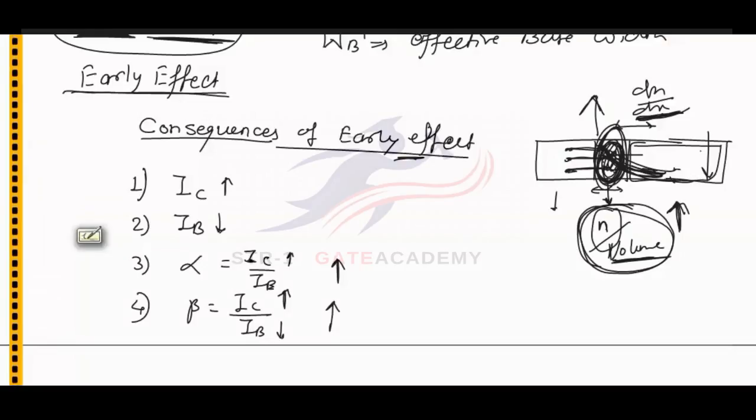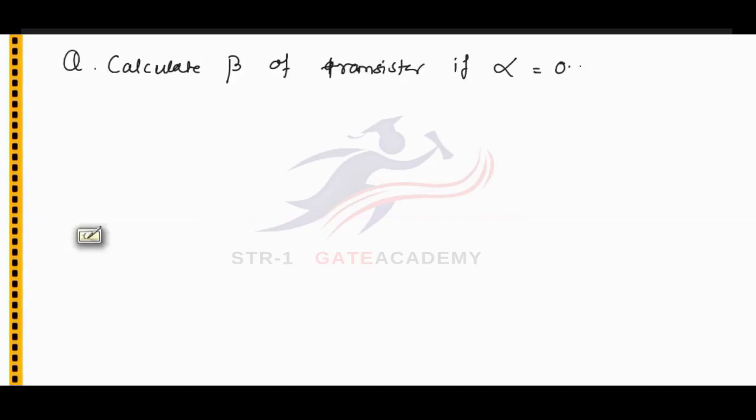Now we will solve some problems on BJT. Calculate the beta of a transistor if its alpha is equal to 0.98. We know that beta is equal to alpha upon 1 minus alpha. It will be 0.98 upon 1 minus 0.98. It will be 49.